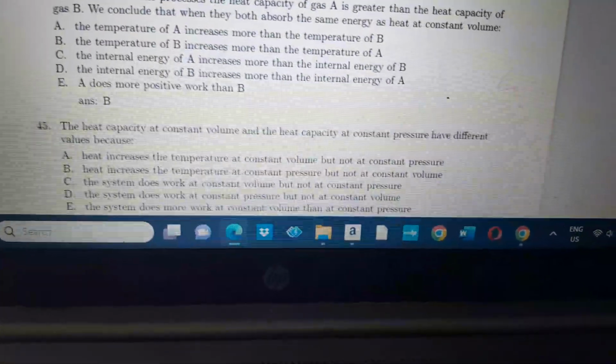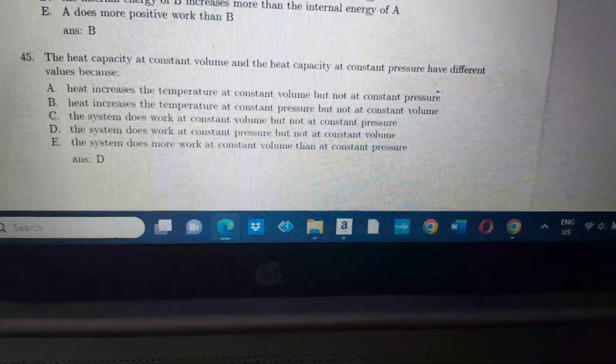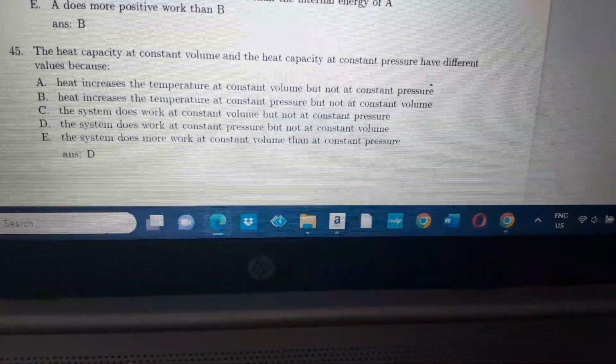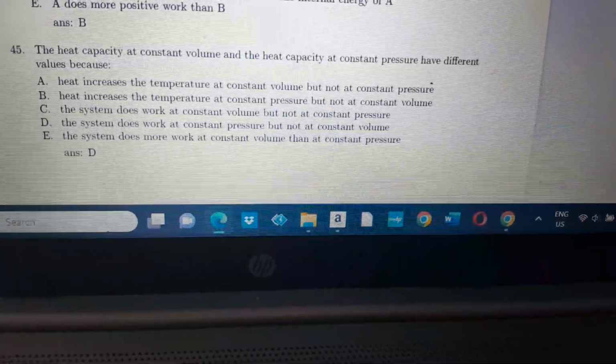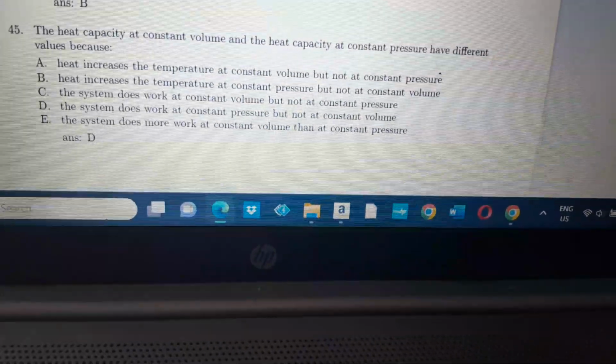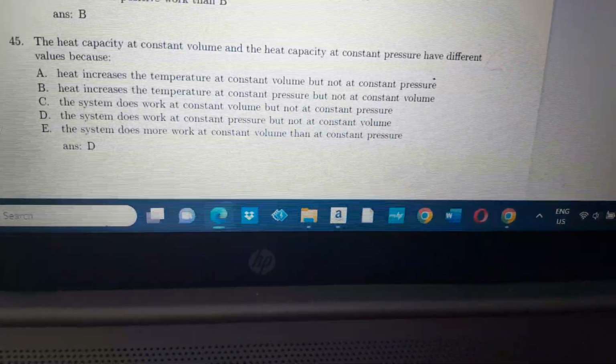The heat capacity at constant volume and the heat capacity at constant pressure have different values because the system does work at constant pressure but not at constant volume.